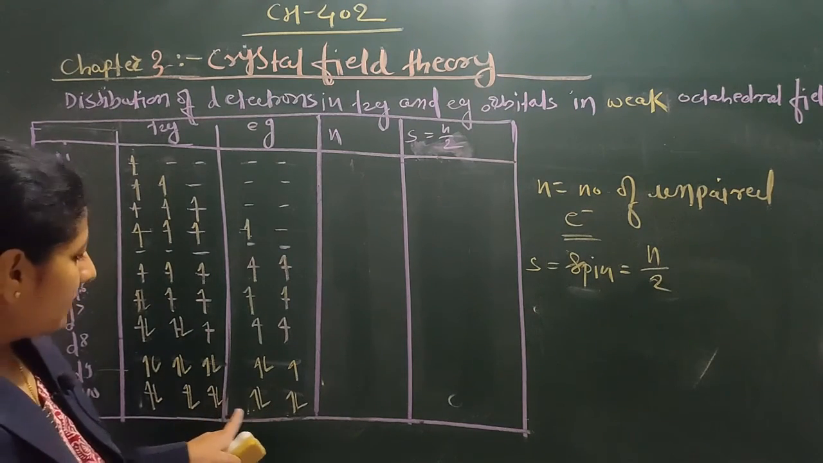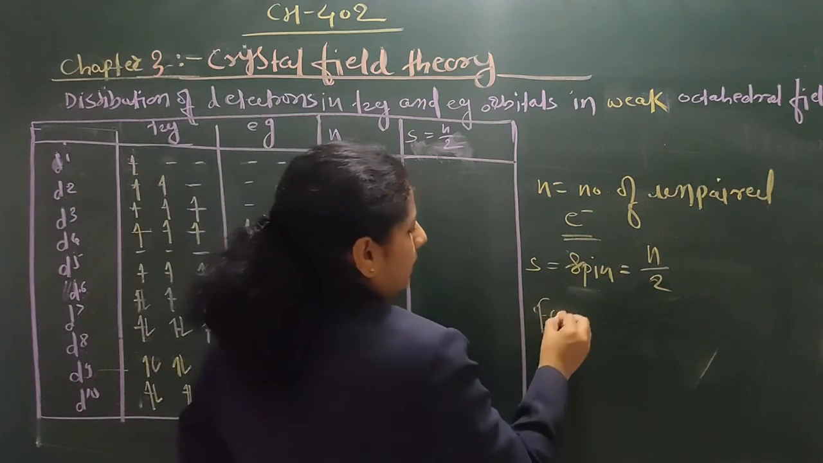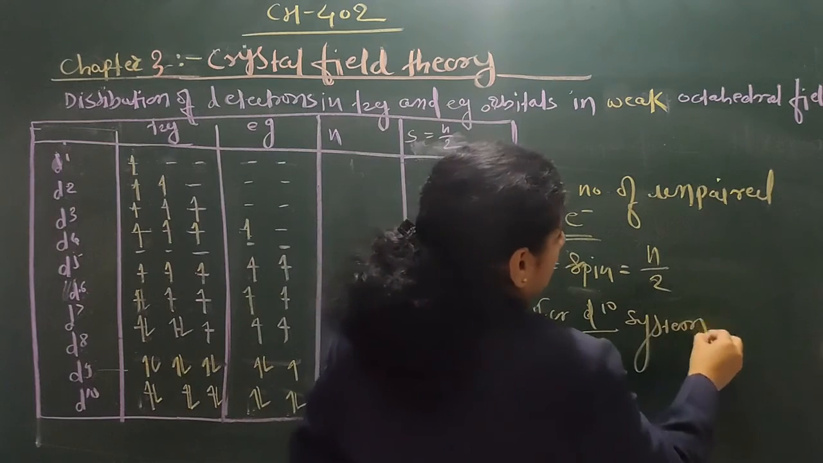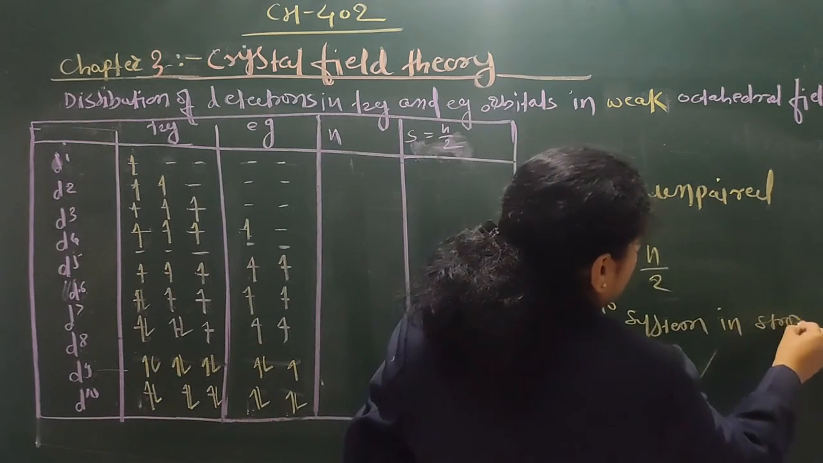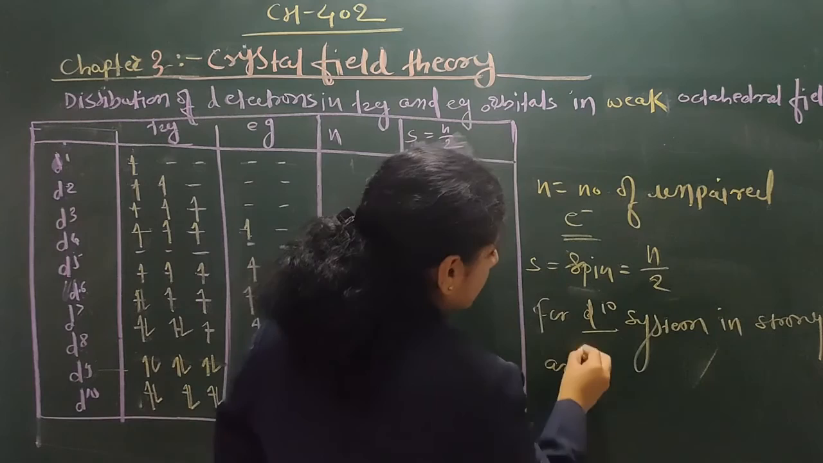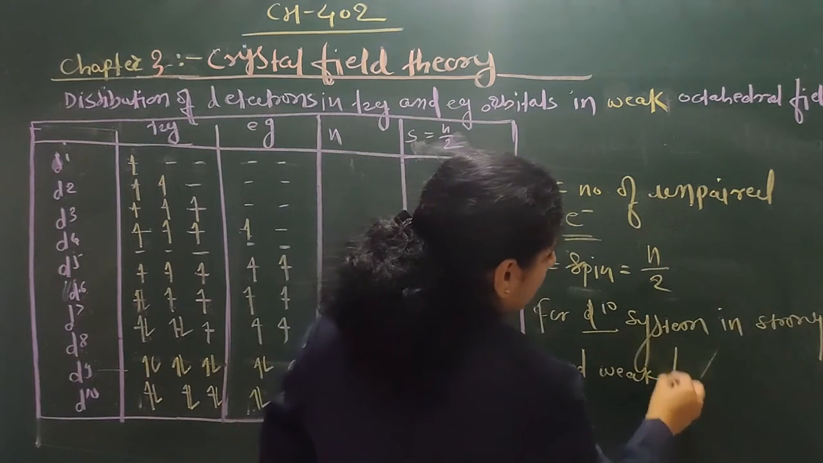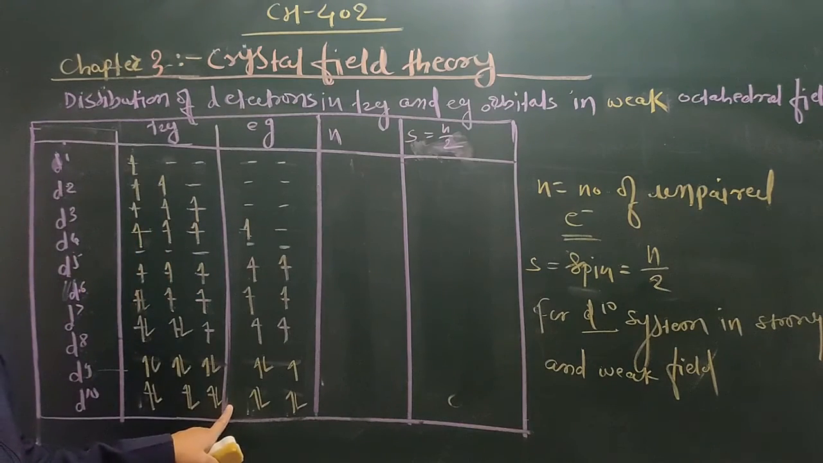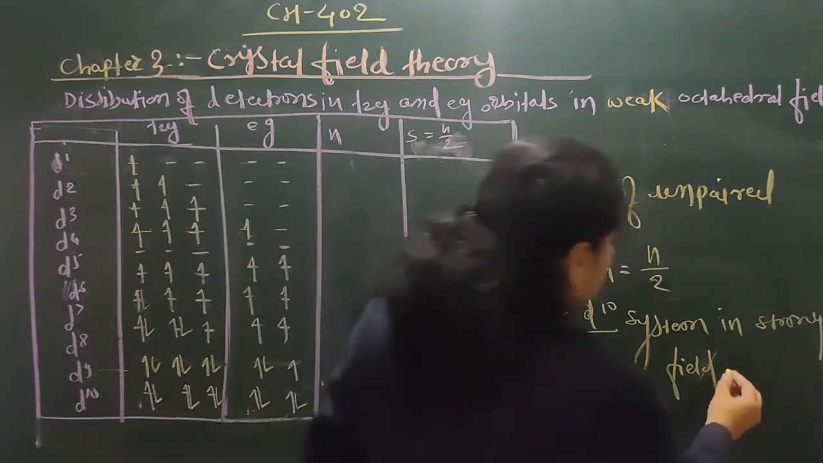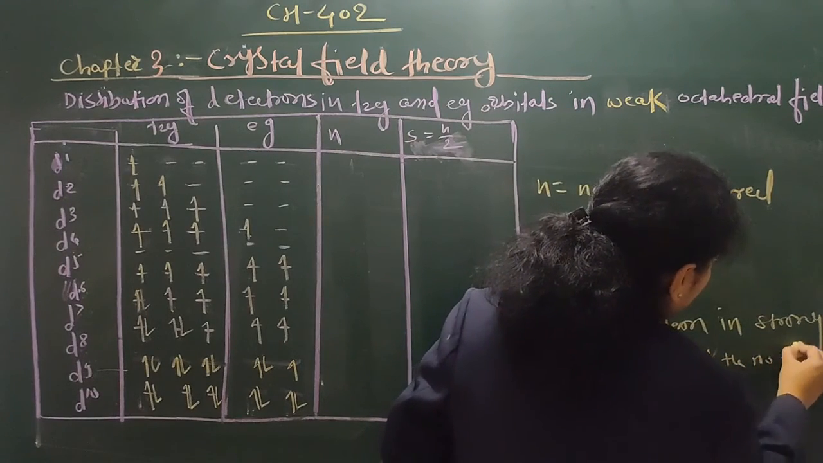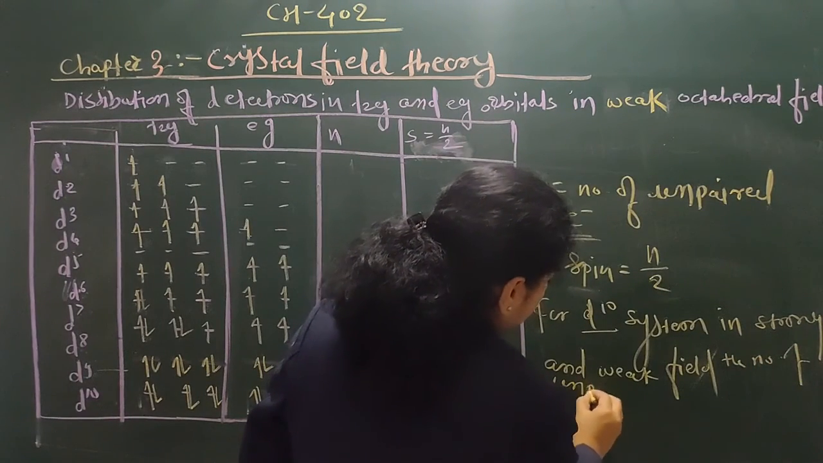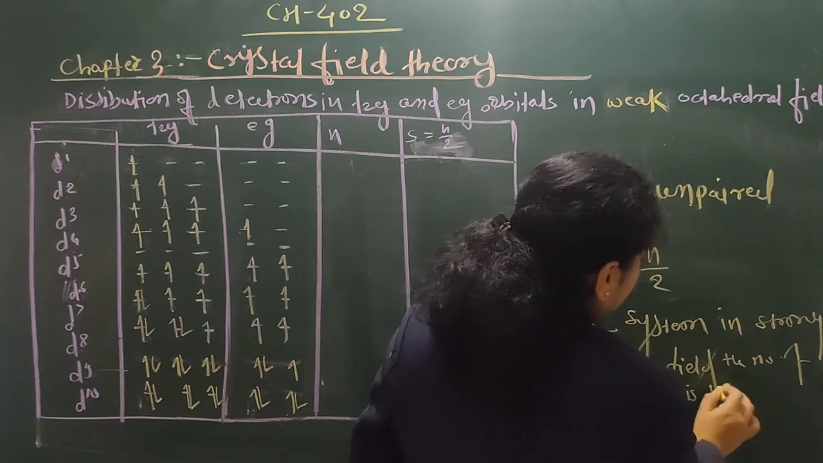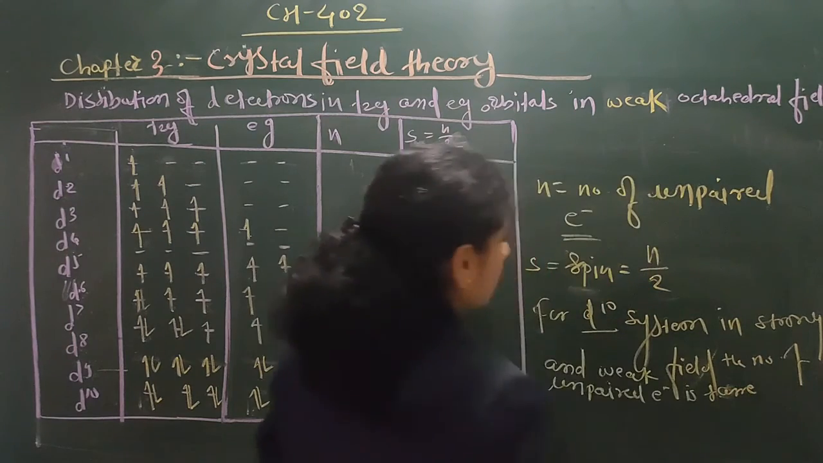If you observe the D10 system, in octahedral strong and weak field, the number of unpaired electrons will be the same. The spin is the same, isn't it?